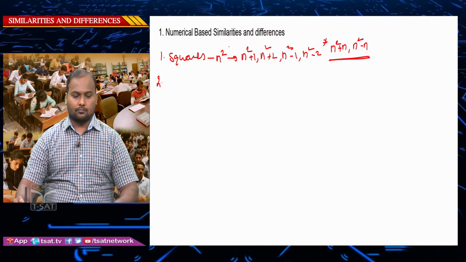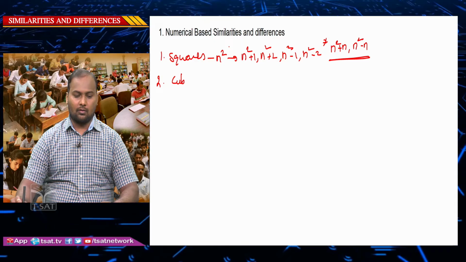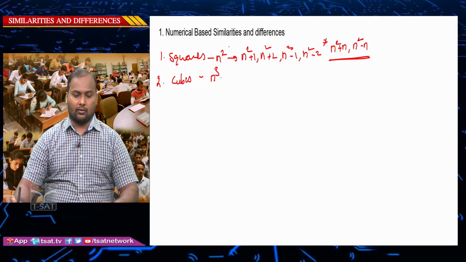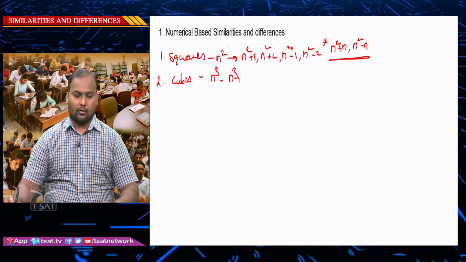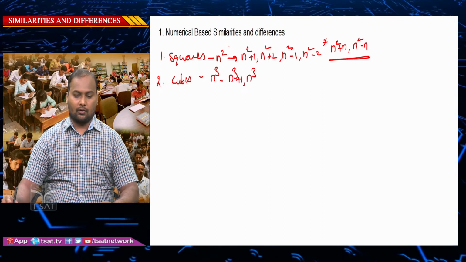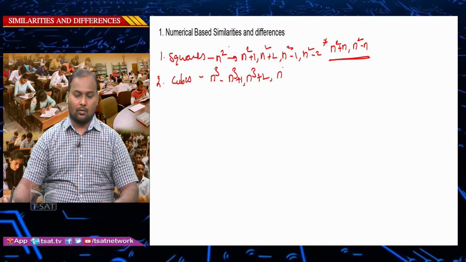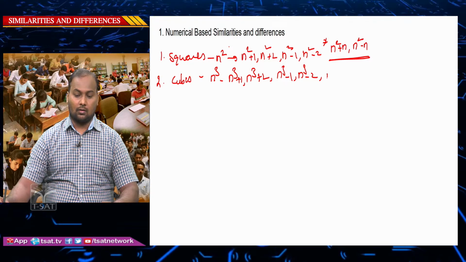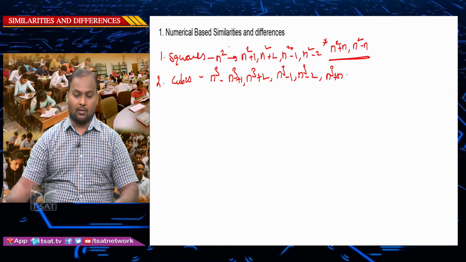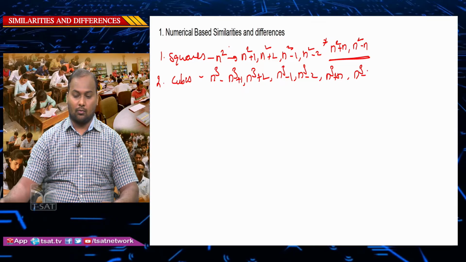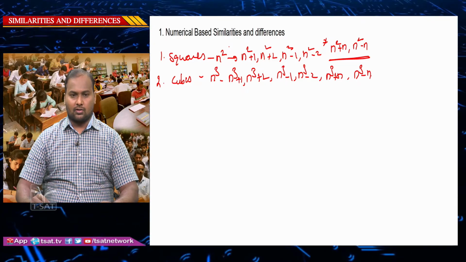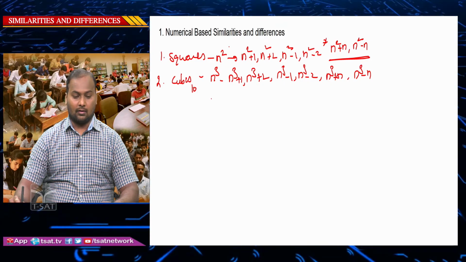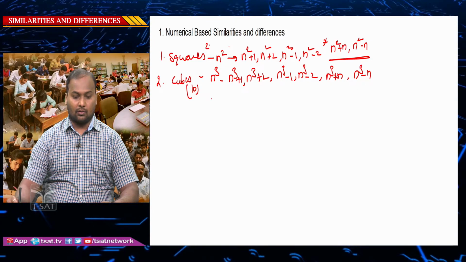After the squares, generally you can expect a question from cubes. So, what are cubes? The values near the cubes like n cube, or n cube plus 1, n cube plus 2, n cube minus 1, n cube minus 2. The most important are n cube plus n and n cube minus n. See, students should know at least cubes up to the value of 10. We should know till 10. Squares will be till about 25.